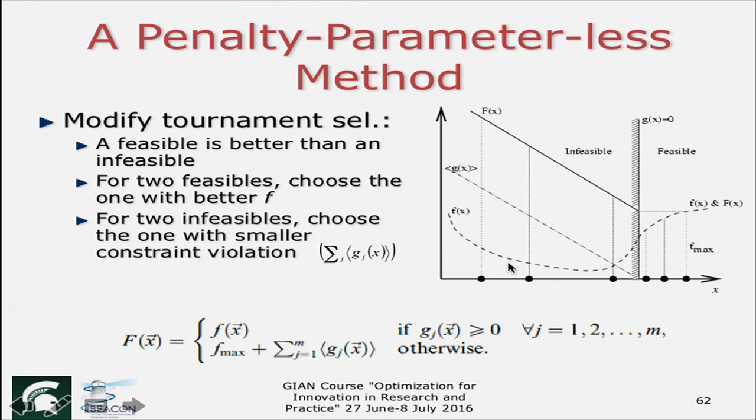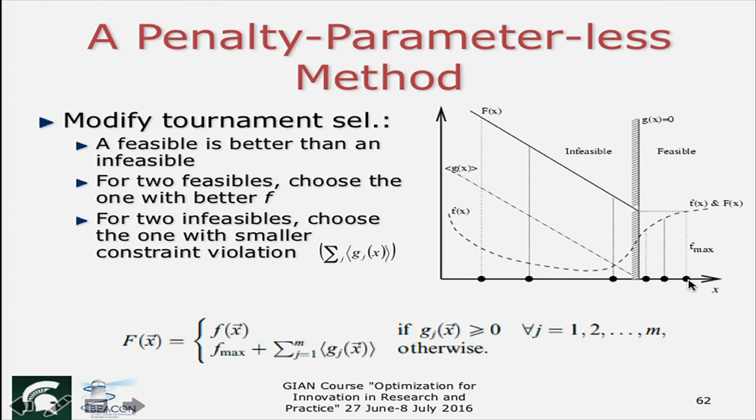So what happens here? These are feasible solutions. Their function f and capital F are identical. So if these two solutions are compared, this is going to win, because that's a better solution. Now on the infeasible side, this is your linear constraint violation. Here it is zero. As you go away, there is more and more violation. Now what you do is add f max. So what is f max here out of the three? It is this one. This one has the worst function value among the feasible solutions.